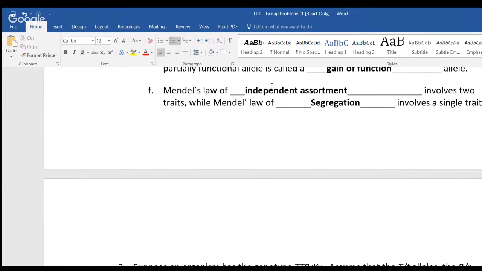Whereas Mendel's law of segregation is like what we talked about at the beginning of the lesson with the monohybrid crosses, where you're just wanting to compare if it's tall or short. You're only looking at one trait, but you know that it's going to get one from each parent. It can't get all of them.